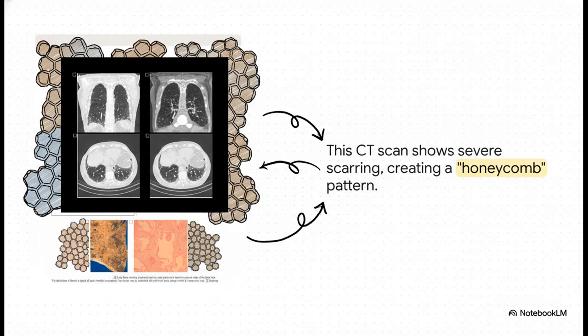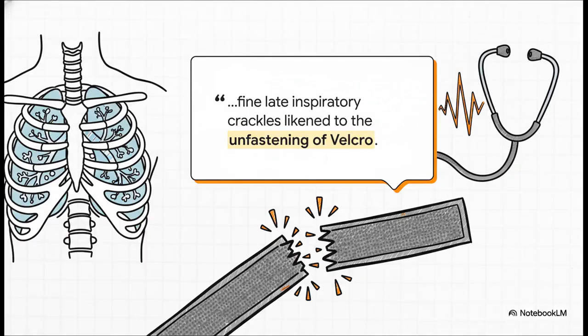And this is what that damage actually looks like on a high-resolution CT scan. In a lung with advanced fibrosis, the normal, healthy architecture is basically destroyed and replaced by all these little cystic spaces. Doctors call this a honeycomb pattern, and it's a classic telltale sign that the lung's delicate scaffolding has been permanently damaged. All that physical damage actually creates a very specific sound.